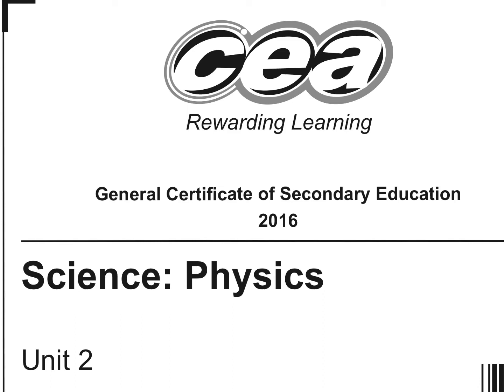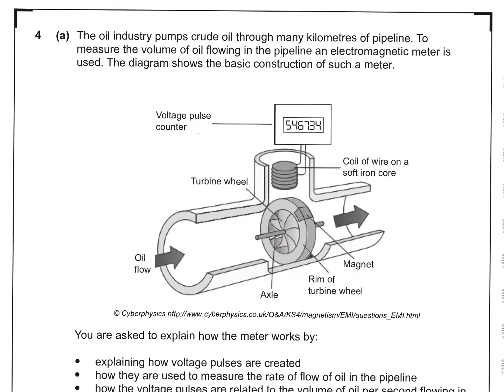Continuing our series on the 2016 GCSE physics paper from CCEA, the Unit 2 paper. And question 4 is electromagnetism. 4a. The oil industry pumps crude oil through many kilometres of pipeline.